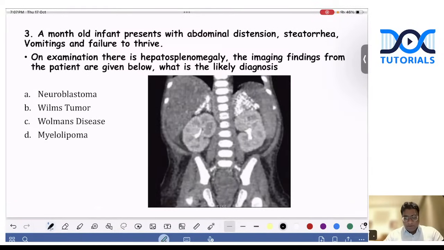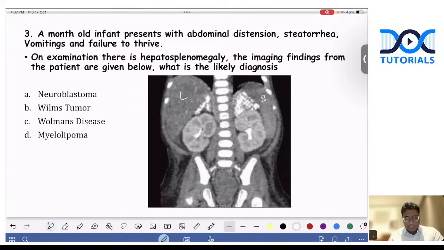A month-old infant presents with abdominal distension, steatorrhea, vomitings, and failure to thrive. And on examination, there is hepatosplenomegaly. On the imaging, you can see the liver and the spleen are enlarged, and the imaging finding is given below. What is the likely diagnosis?